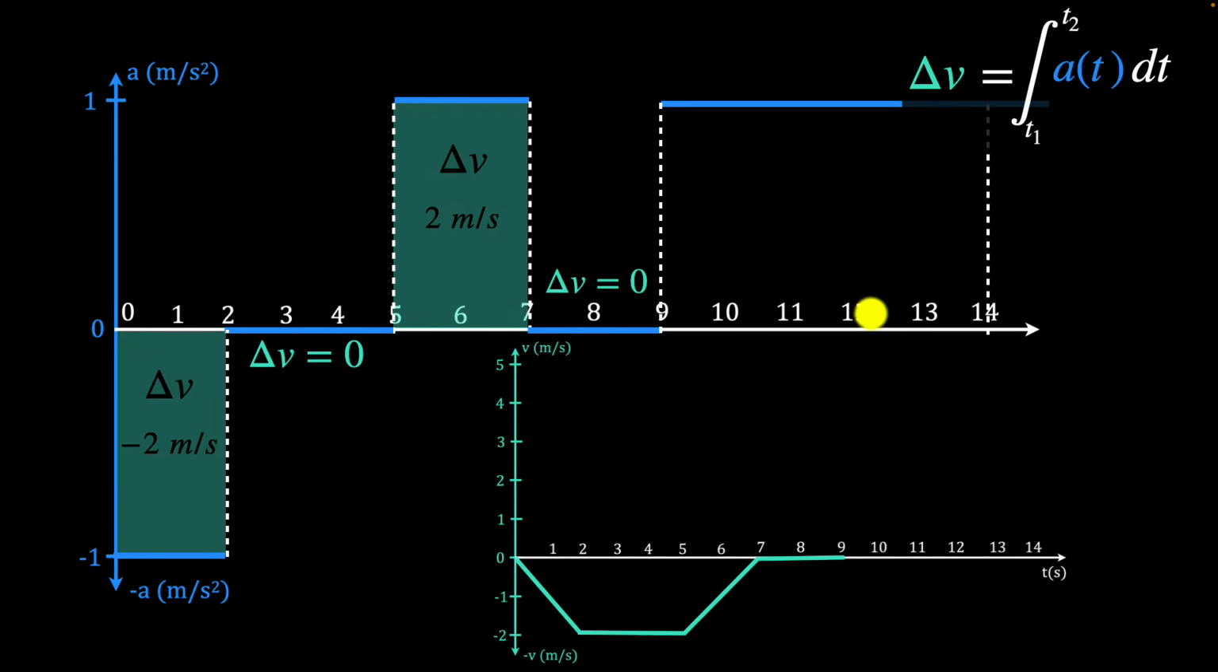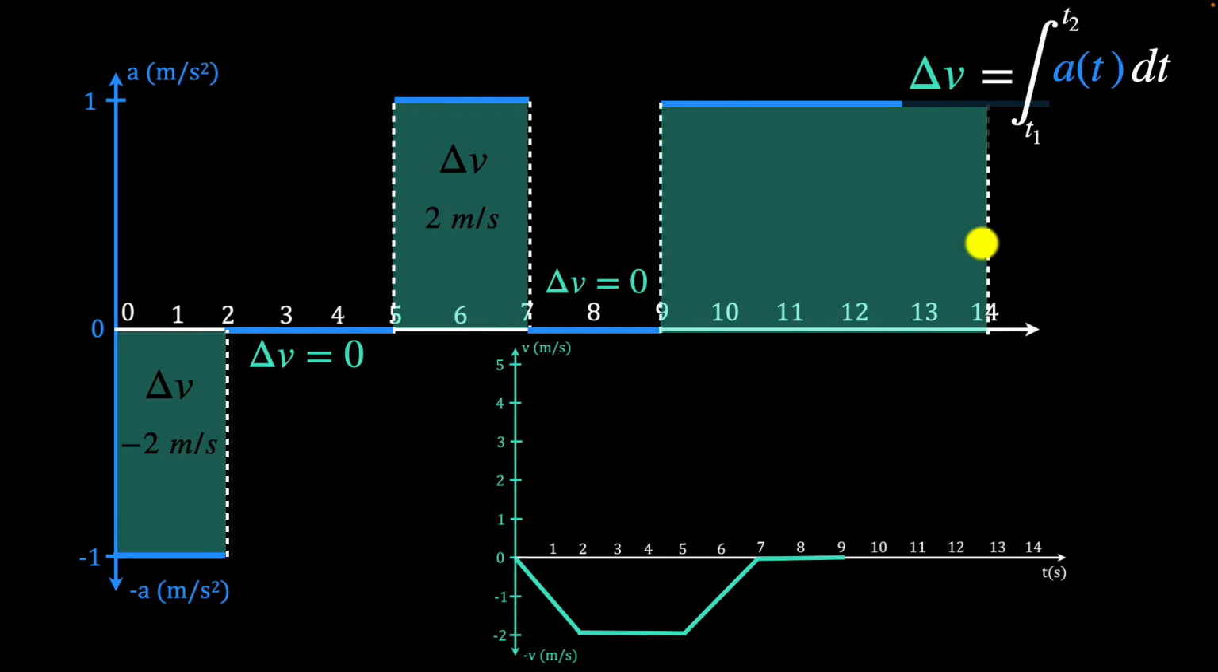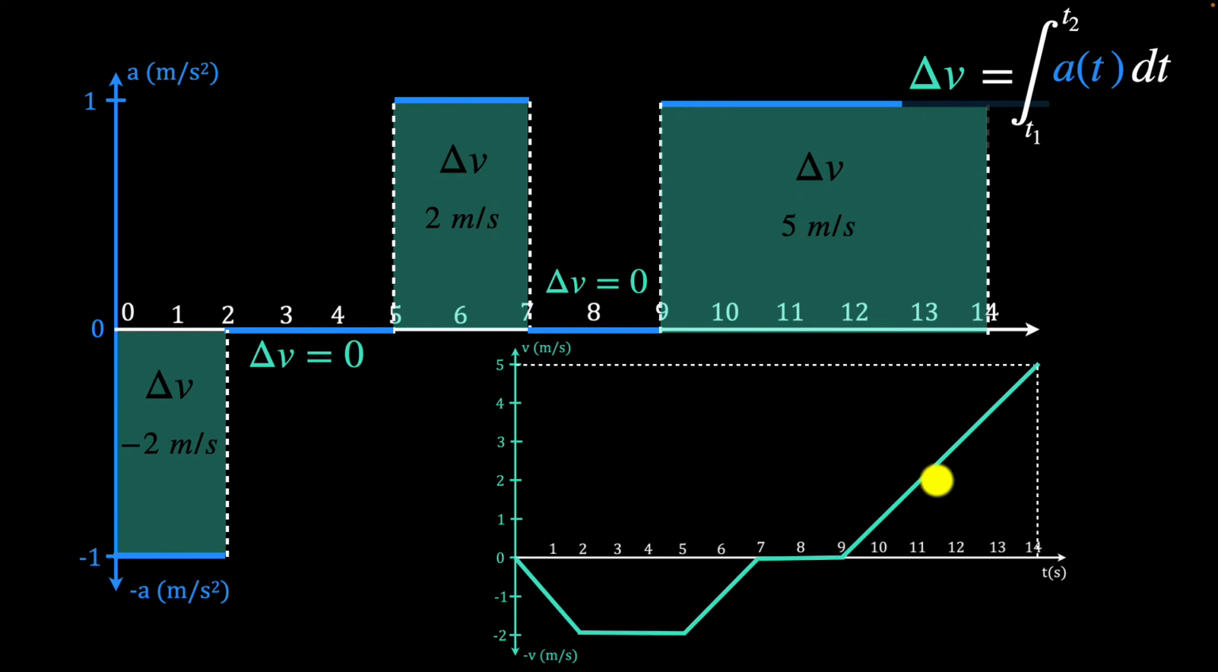And then from 9 to 14 seconds, what is the change in velocity? Well, we'll calculate the area under this graph. Well, how much would that be? Well, that's 1, 2, 3, 4, 5. 5 times 1, that's 5. So change in velocity is 5 meters per second. So it increases by 5. So we are at 0. By the end of 14, we need to increase by 5. So we go to 5 meters per second in a straight line. And that is how we build the velocity time graph.